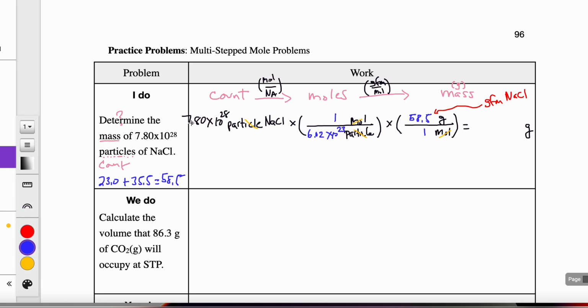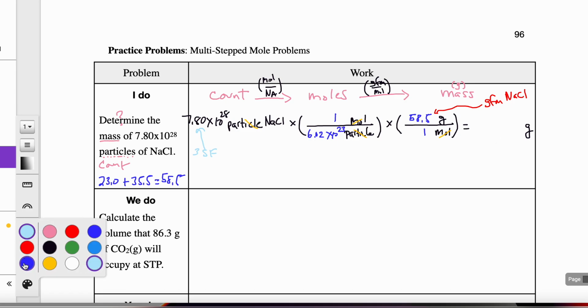So I have 7.80 times 10 to the 28th divided by 6.02 times 10 to the 23rd. I divide because Avogadro's number is below, down in the denominator. And then that quotient, I multiply it by 58.5. Now, because the number I'm starting with has 3 sig figs, my final answer can only contain 3 sig figs.